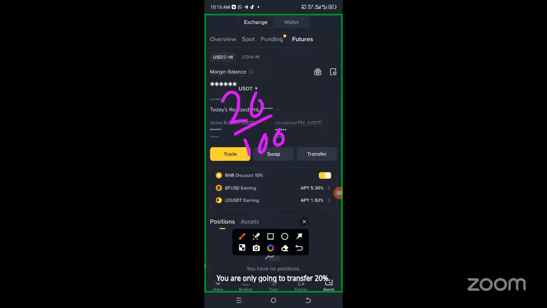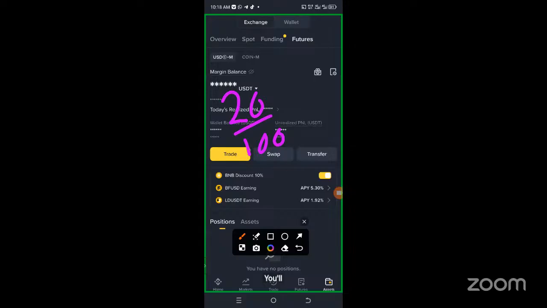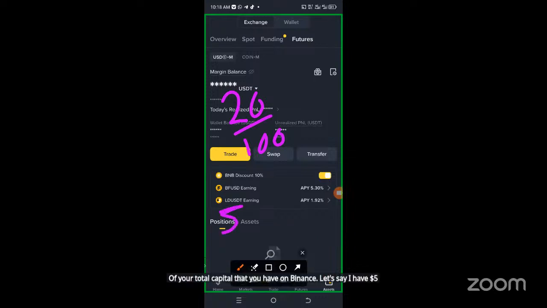You will transfer only 20% of your total capital that you have on Binance. Let's say I have $500 as my total capital on Binance.